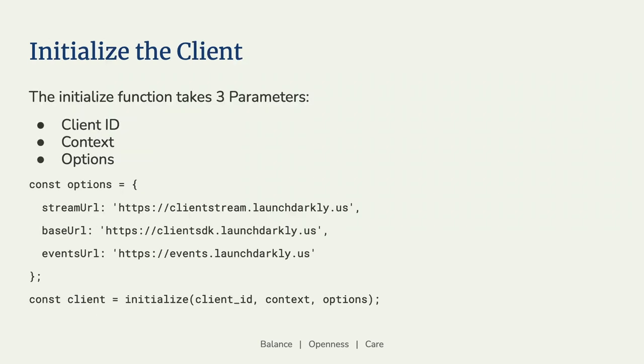Next, we'll initialize the client. This takes three parameters. First, the client ID, that piece of the SDK keys or IDs that I showed earlier that deals with each environment, and hopefully that'll be stored in some config somewhere in your Drupal config. The next is the context that we just created. We'll send that along with our initialize function.